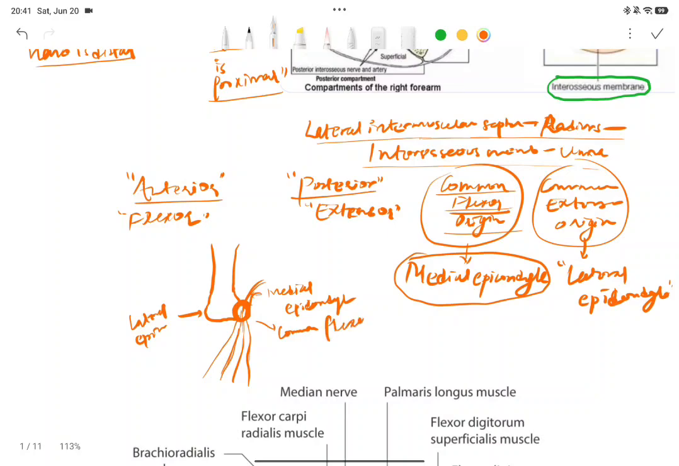This is known as the common flexor origin. And this part of the humerus, the lateral epicondyle, gives rise to the muscles of the posterior side. Since it gives origin to the posterior muscles, we call it the common extensor origin.